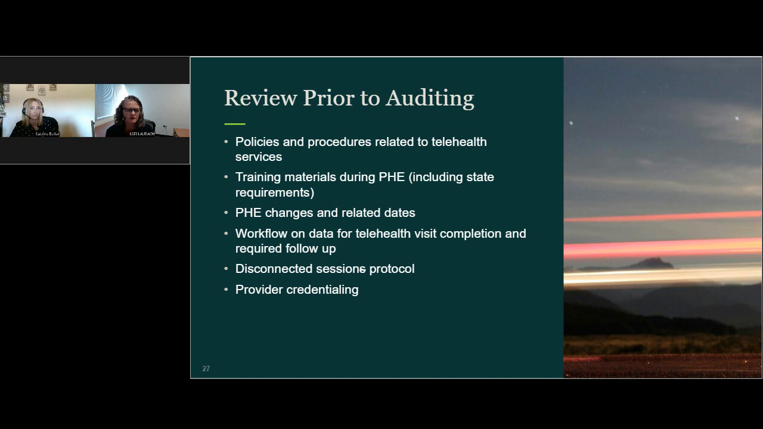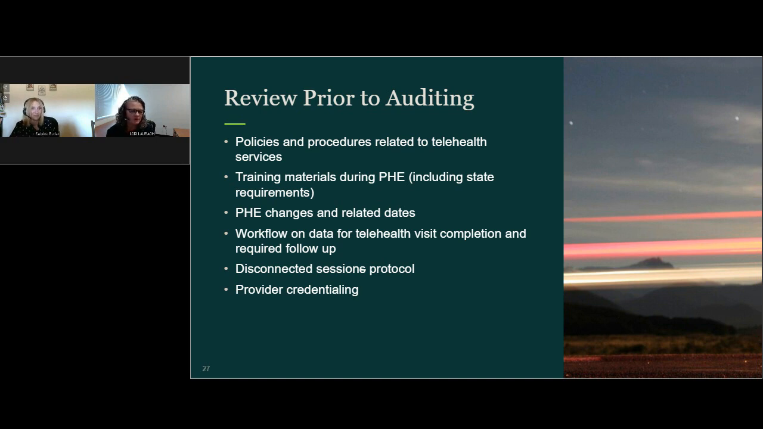You look at those training materials, but also did some states actually require training of the providers in order for them to provide telehealth services? Did your providers actually get that training? Particularly, we're picking on the West Coast today, but particularly the state of Washington, it was required.